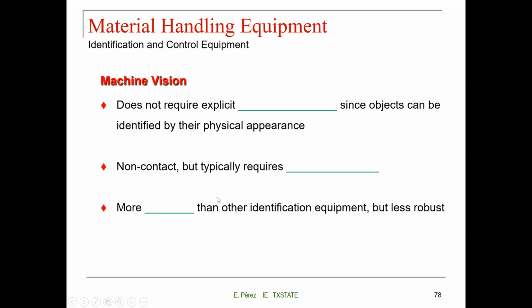Machine vision does not require explicit encoding of data, since objects can be identified by their physical appearance. No contact is needed, but it typically requires structured lighting. It is more flexible than other identification equipment, but less robust.